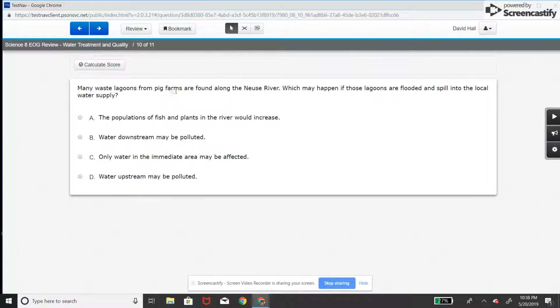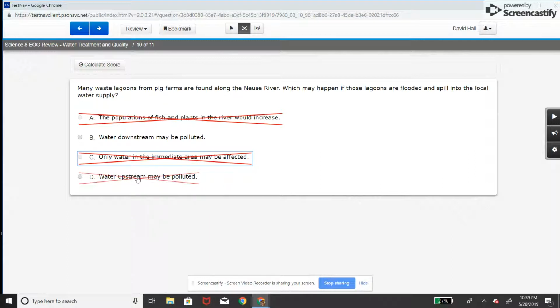Okay. Many waste lagoons and pig farms along the Neuse River. What might happen if they flooded and spilled? Would the populations increase? Absolutely not. Would the water downstream be polluted? That's true. Only water in the immediate area affected? No. Water upstream? It's not going upstream. Water downstream, those poor folks are going to have a terrible time.